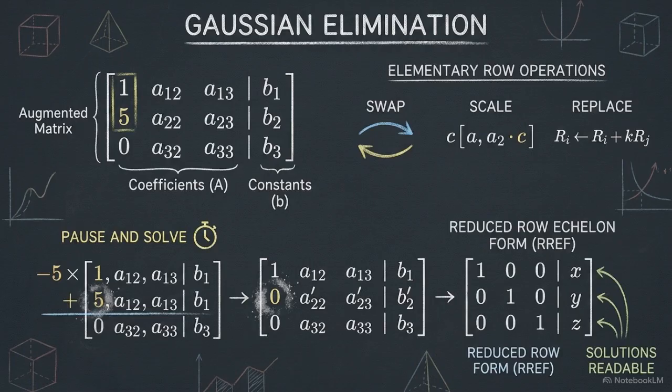Let's try it. Look at the 5 sitting directly under our current pivot. Pause the video and write down the row replacement formula you need to turn that 5 into a 0. The correct move is to take row 2 and subtract 5 times row 1. Mastering this specific replacement move leads you to reduced row echelon form, which reveals the final solution for every variable.